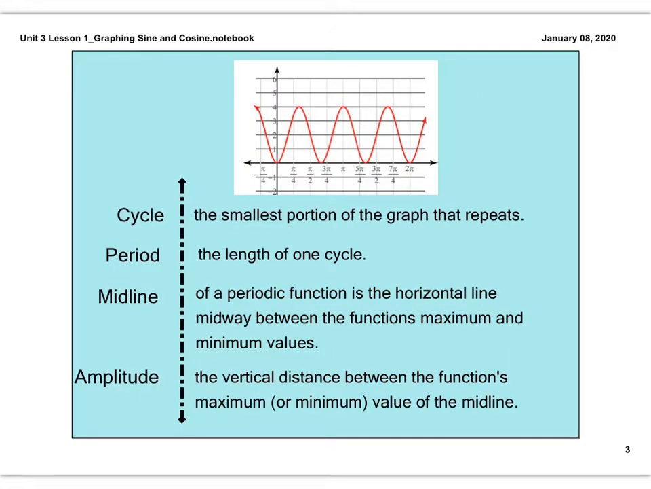Now, periodic functions have lots of parts. The first one is called a cycle. A cycle is the smallest part that doesn't repeat. For instance, right here, you can see it starts at 0 and ends a little bit before 3/4 pi. That right there is one cycle.